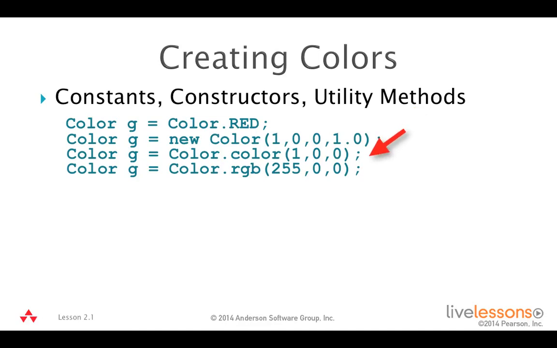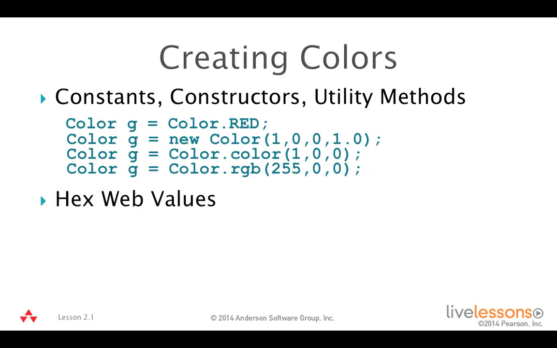The third example creates an opaque red color with a static color method. Here, arguments are doubles in the range 0 to 1.0. There is also a 4-argument color method that sets the opacity. The last example creates an opaque red color with a static RGB method. Here, the arguments are integers in the range 0 to 255. A 4-argument RGB method lets you set the opacity.